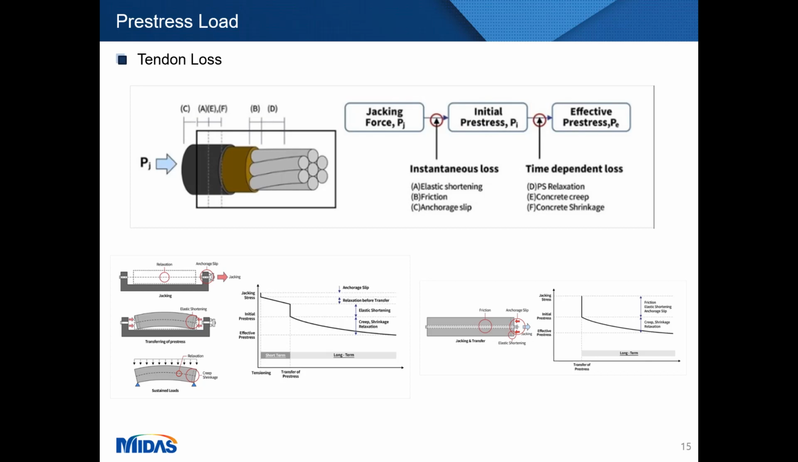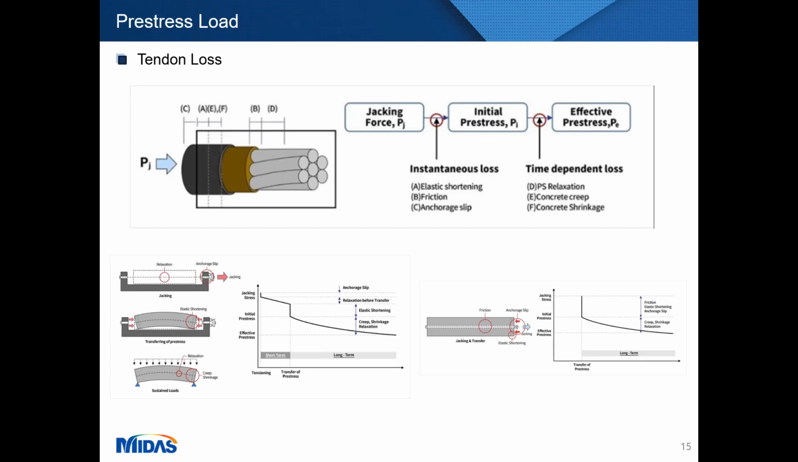Then the initial jacking force will be reduced to initial pre-stress. Then with time there will be more losses coming in our structure, and after reduction of those losses we will get the effective pre-stress. So for instantaneous loss we have elastic shortening, friction, and anchorage slip, and for time dependent we have pre-stress relaxation, and then concrete creep and concrete shrinkage.